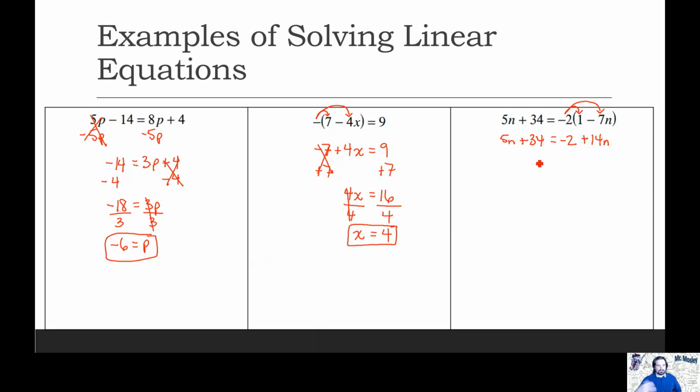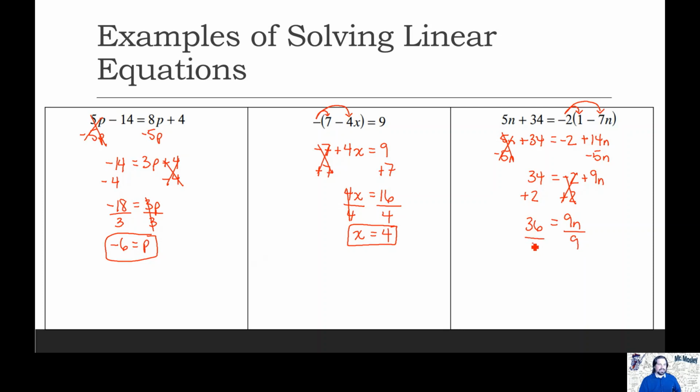Okay, now I want my n's on one side and my numbers on the other. So I'm going to subtract 5n from each side. 5n minus 5n is 0, so I get left with 34 here, equals negative 2 plus 14n minus 5n. We'll have negative 2 plus 9n. We'll now add 2 to each side. Negative 2 plus 2 is 0. 34 plus 2 is 36, equals 9n.